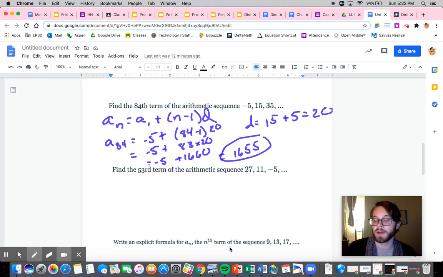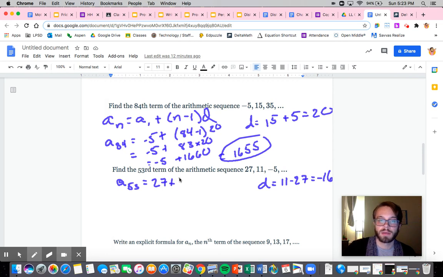That's not to say, again, that recursive is without its uses. It has situations where it's very important, but it's not this one. Again, similarly, if I were to find the 53rd term, I would do my first term. Well, I had to find my difference, right? 11 minus 27 is -16.